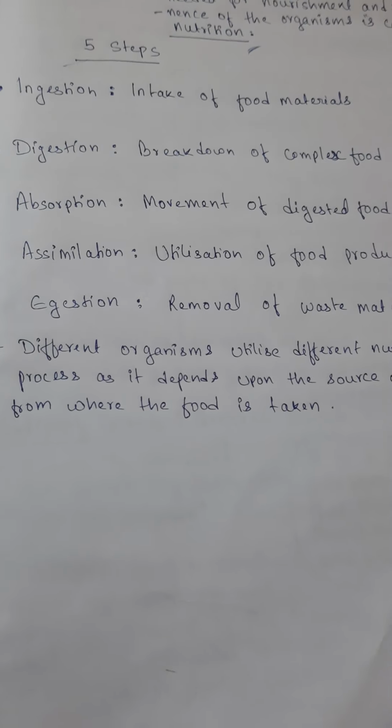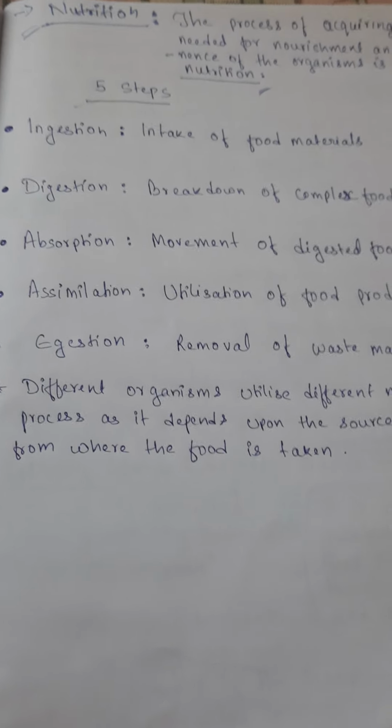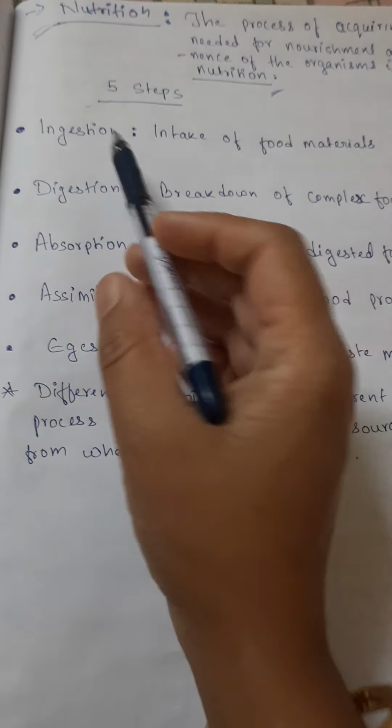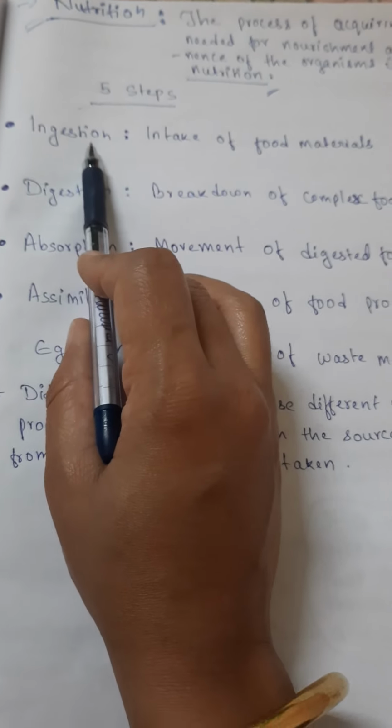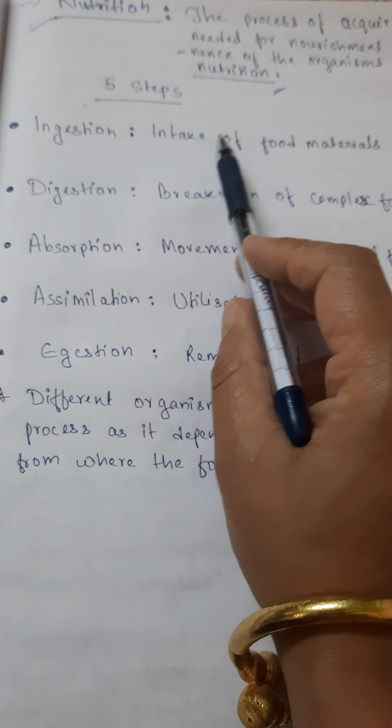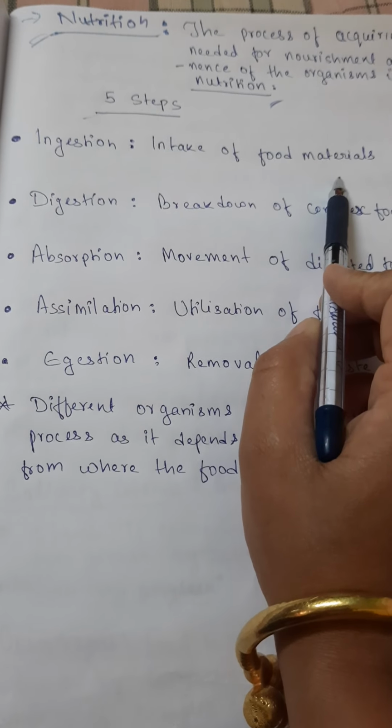And nutrition consists of 5 steps. Don't forget these steps. Number 1 is ingestion. Ingestion means taking in of the food material.